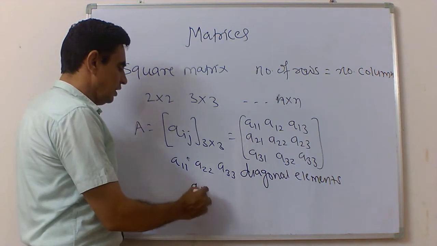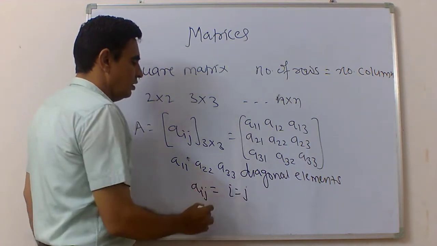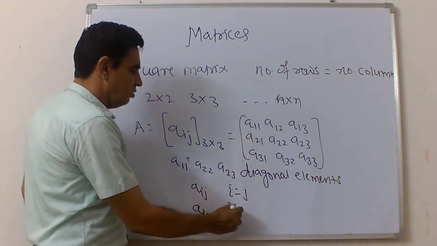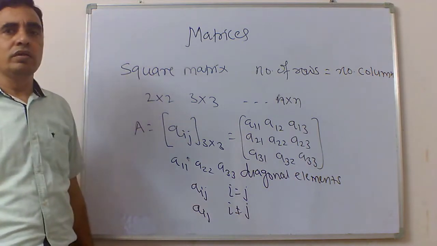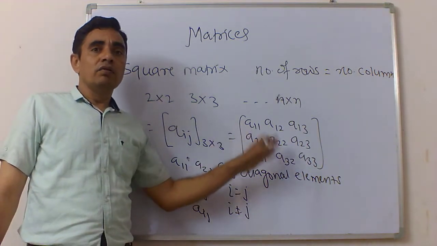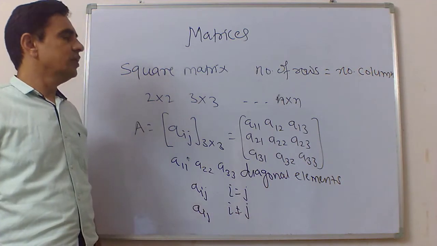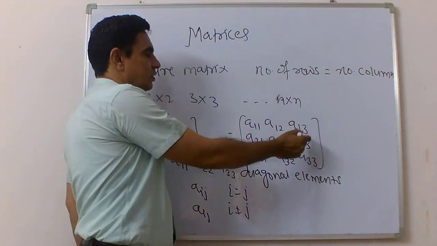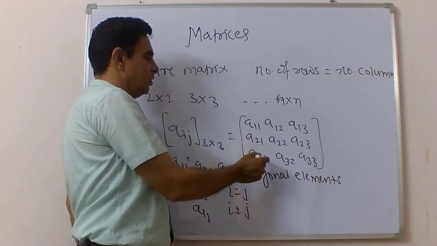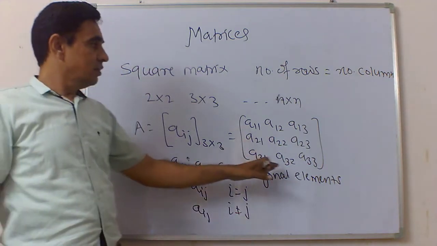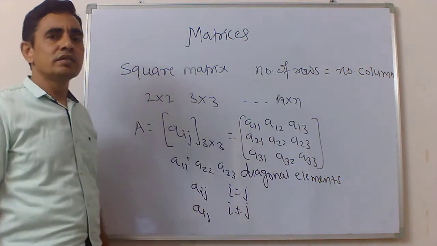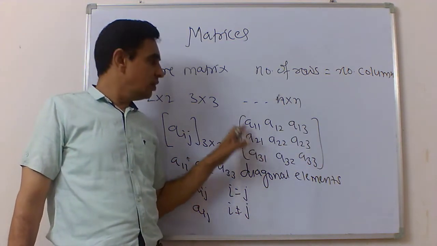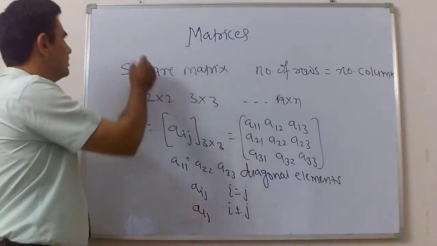So the elements Aij with i equal to j are diagonal elements, and the elements Aij with i not equal to j are called non-diagonal elements. If all the non-diagonal elements are 0, then that matrix is called a diagonal matrix. Here A12, A13, A23, A32, A31, A21, these non-diagonal elements are 0, then that is a diagonal matrix. If non-diagonal elements are 0 and diagonal elements are the same, then that is a scalar matrix.